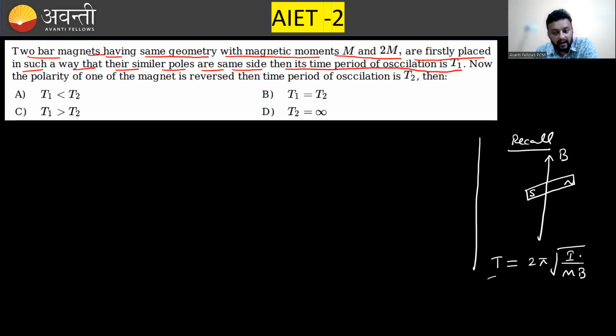T is the time period. I is the moment of inertia. What is this? Moment of inertia of the bar magnet. M is the magnetic moment. B is the magnetic field. Clear? Okay. Now, first case, they are saying firstly in such a way that their similar poles are on the same side. Now, suppose these are the two bar magnets.